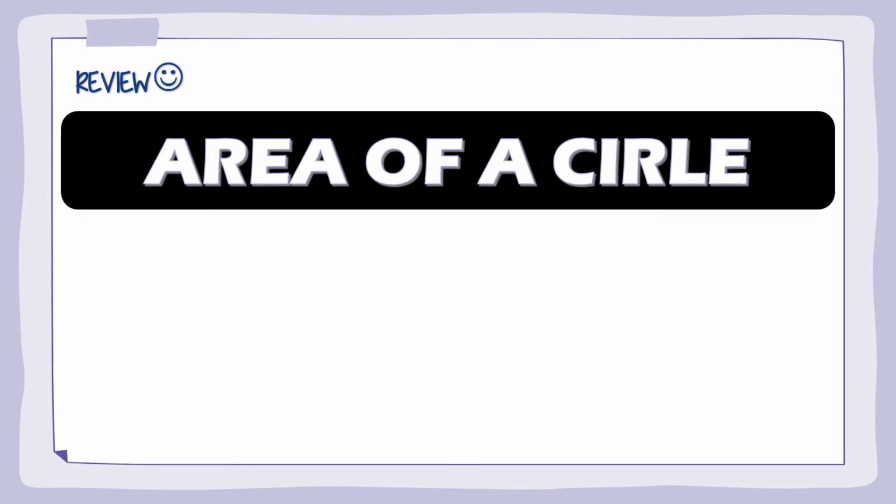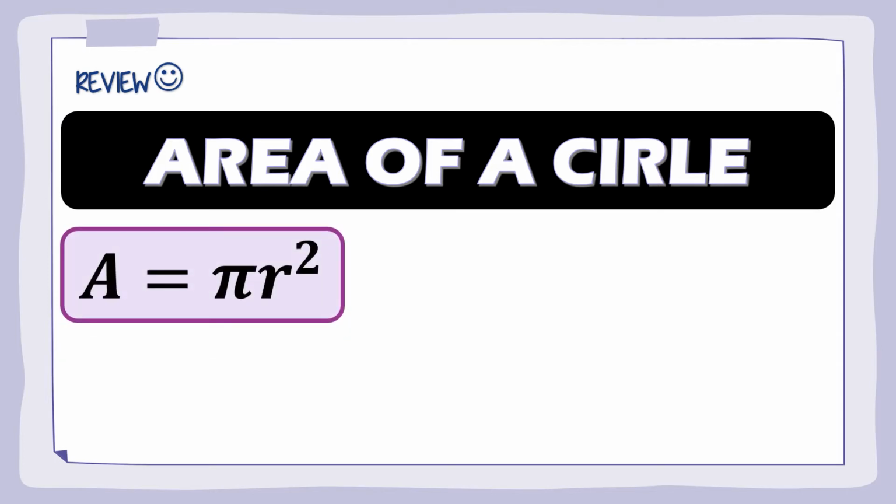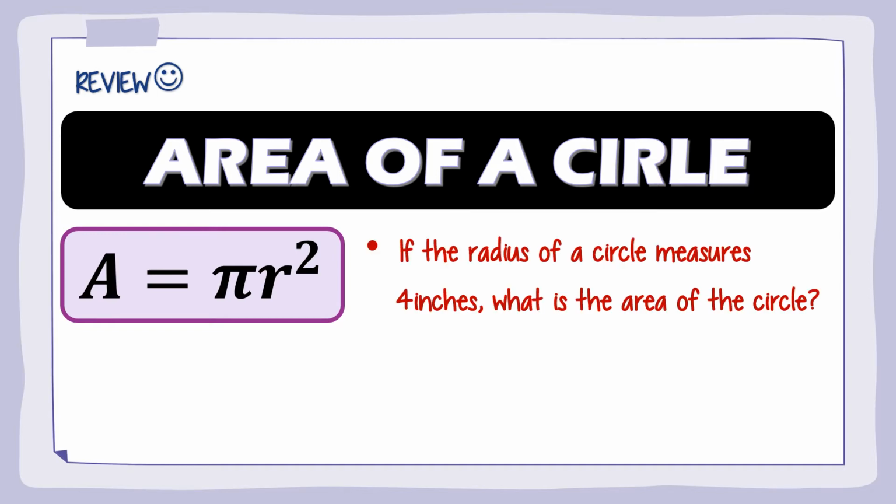Let us have first a review regarding area of a circle. We discussed it in our last video, and we said that area is equal to pi r squared, wherein r is our radius. Let us have an example. If the radius of a circle measures 4 inches, what is the area of the circle?